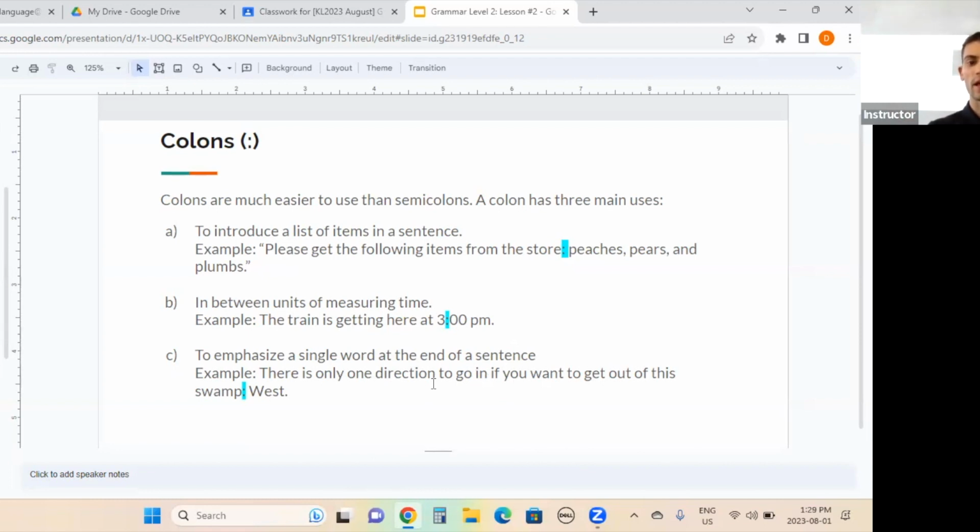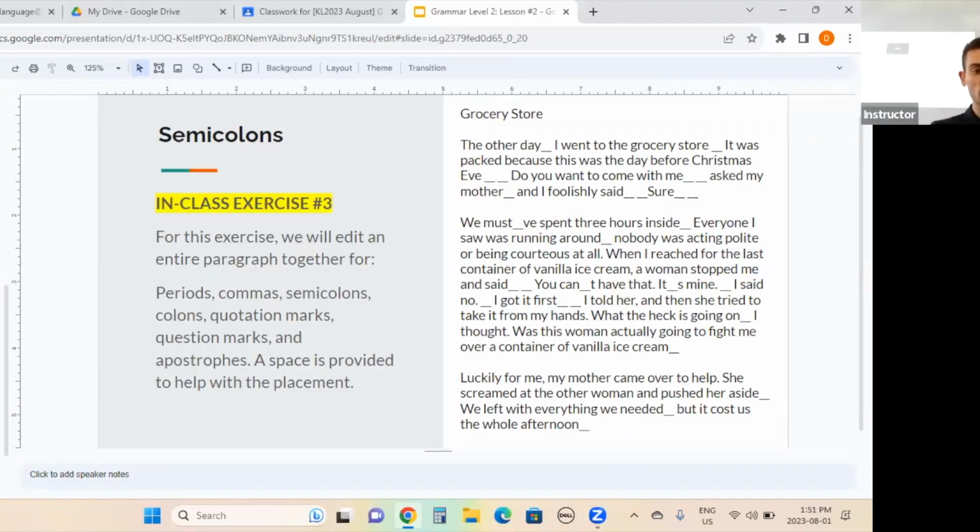The last one is to emphasize a single word at the end of a sentence. Our example: there was only one direction to go in if you want to get out of the swamp: west. So we put the colon before the west just to emphasize the importance of that direction. Let's edit this whole paragraph together, and then we will close the lesson at 2 o'clock.